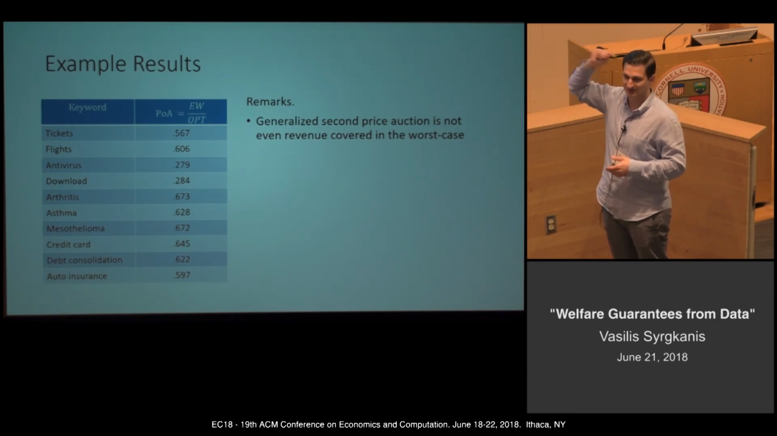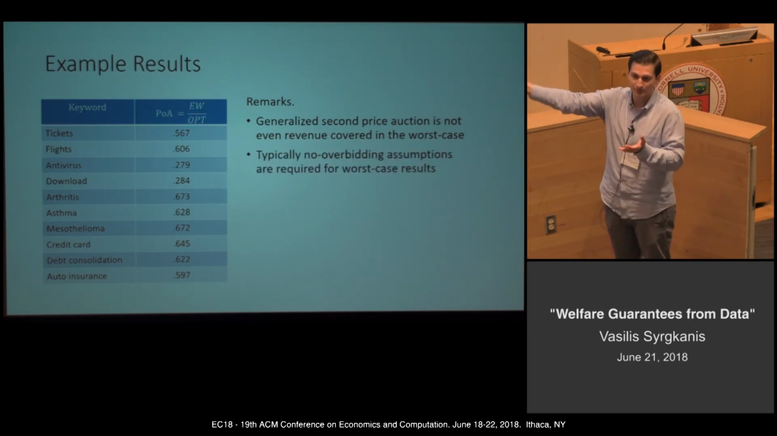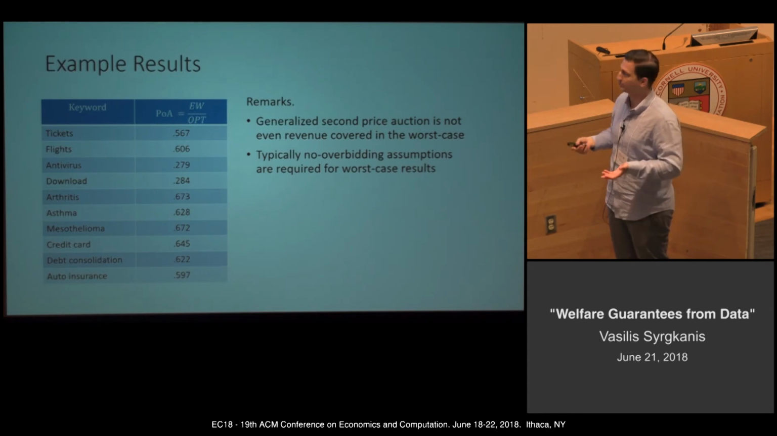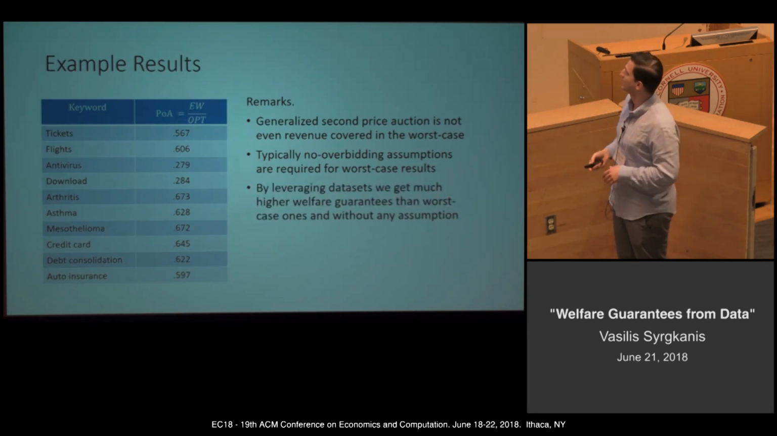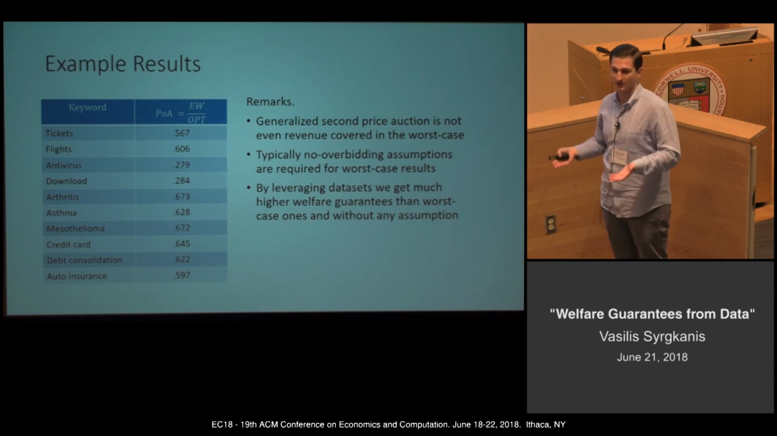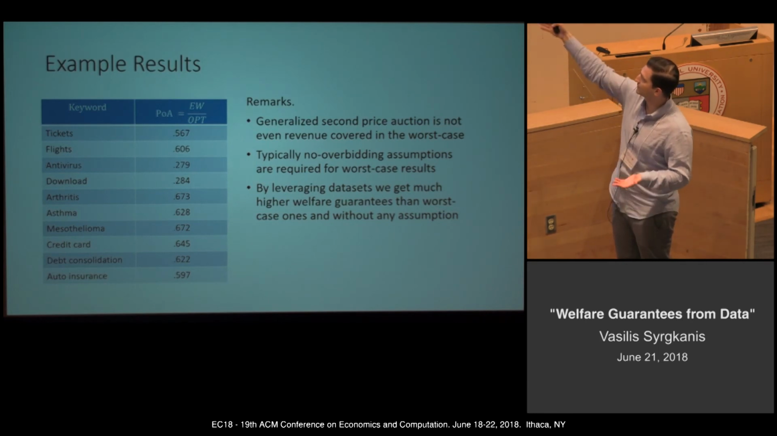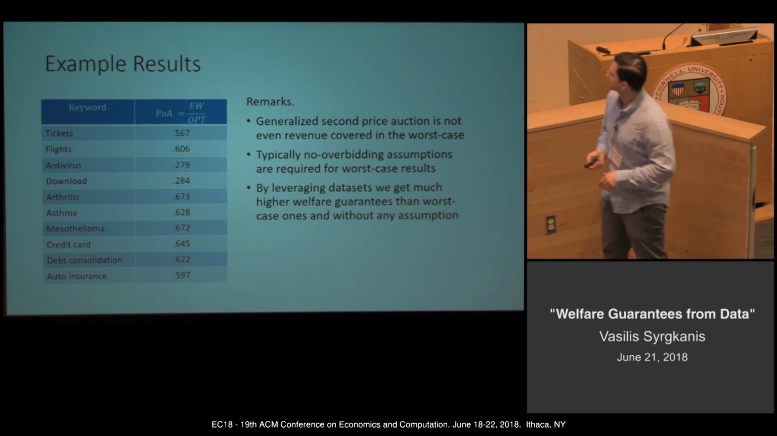So formally speaking, for the generalized second price auction, there is no worst case revenue covering proof. If you want a worst case proof, you have to typically assume some no overbidding assumption. But when you go to the empirical price of anarchy, you don't even need to make such assumptions. And by leveraging the data set, you can typically get higher welfare than the worst case welfare guarantee. You can get up to 70%, while the worst case is approximately 30%.